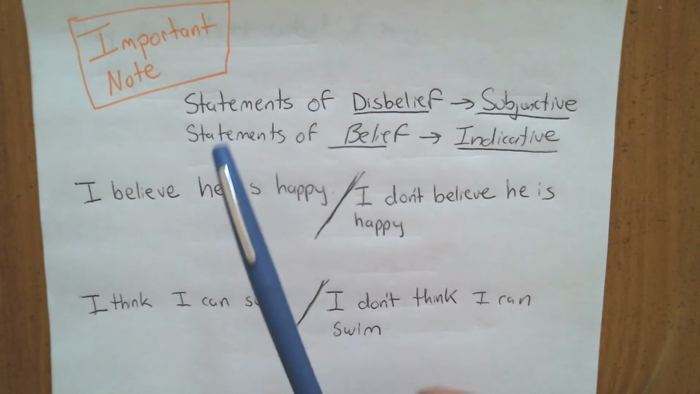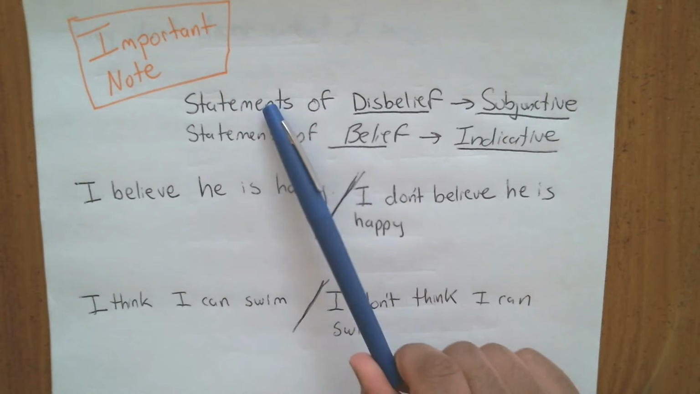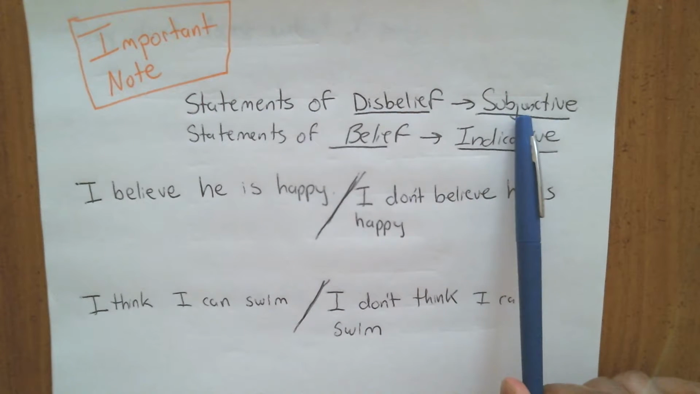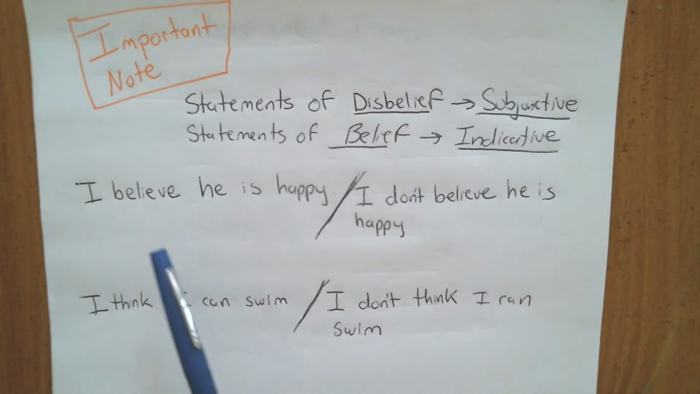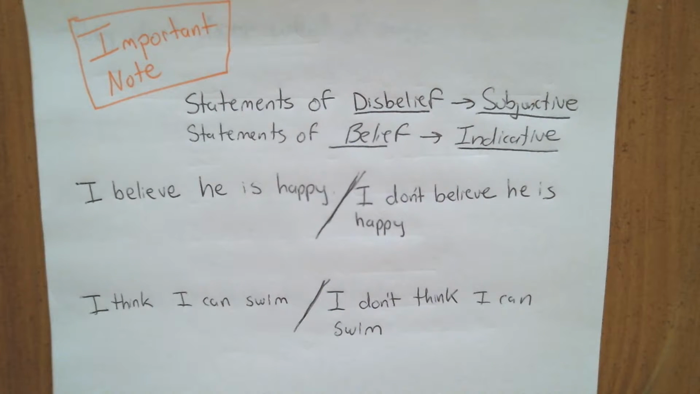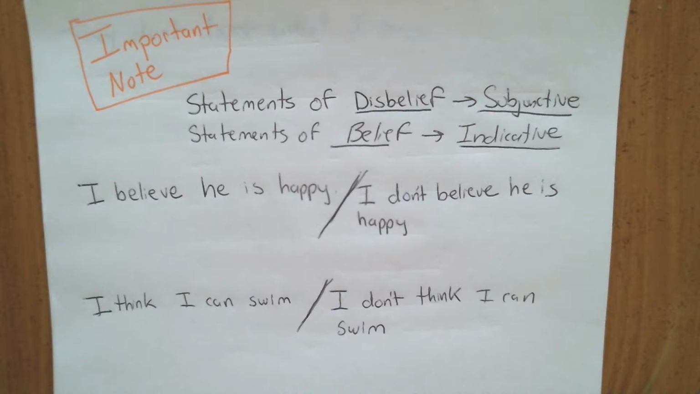So the simple way to remember this, statements of disbelief are subjunctive, but statements of belief are indicative. I believe he is happy. That is a statement of belief. I think I can swim. That is also a statement of belief because it's something that you think is a fact. If it is a fact or you think it's a fact, just use the indicative. Just use the regular old conjugations that you already learned.